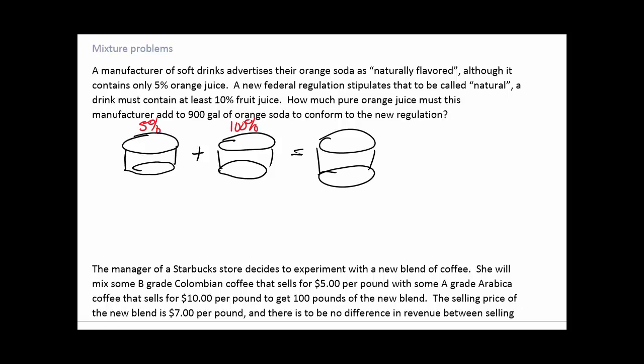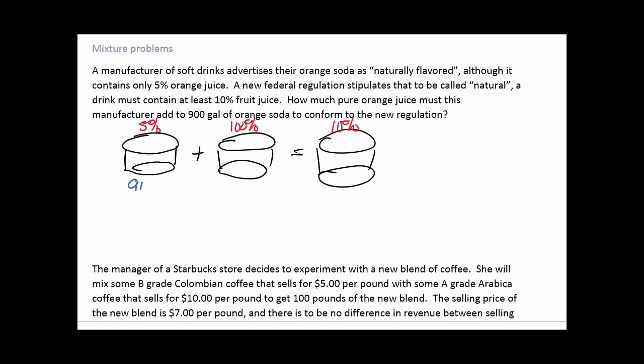The one that I'm adding stuff to is going to be 100% pure. That's what pure means, that's 100% of the actual juice. And the third container is going to have 10%. Well, do I know how much of each type there are? Well, that last sentence: how much pure orange juice must the manufacturer add to 900 gallons?